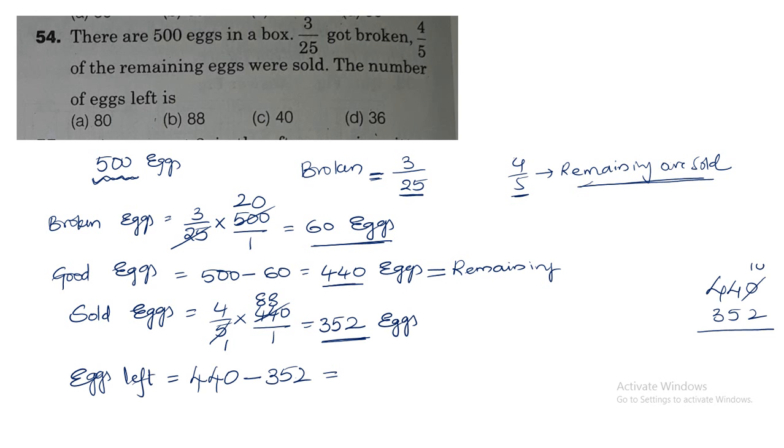So this can be cancelled, then 1 is borrowed, then this becomes 3. So 10 minus 2 is 8. Again from 3 we cannot subtract 5. Then we are taking a borrow from this. Then this becomes 13. So 13 minus 5 is 8. Then finally, how many eggs are left? So totally 88 eggs were left finally. Hence the answer is 88.